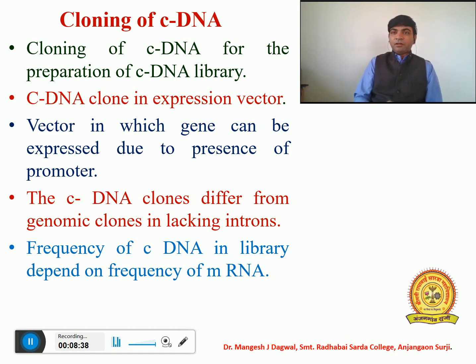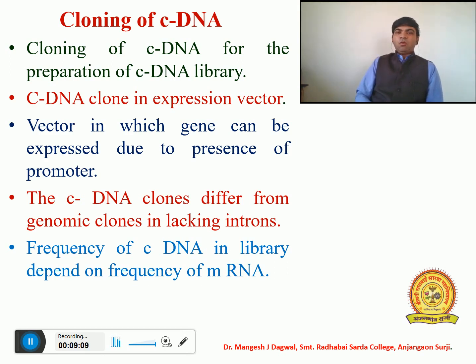Now this expression vector, why does this undergo the expression? Because there is the presence of the promoter. This promoter is the sequence of nitrogen bases which is upstream from the transcription start site, which is involved in the binding of that particular enzyme for the synthesis of the RNA strand. So this promoter also plays a very important role in gene expression, and because of the presence of the promoter sequences in that vector, that is called the expression vector.